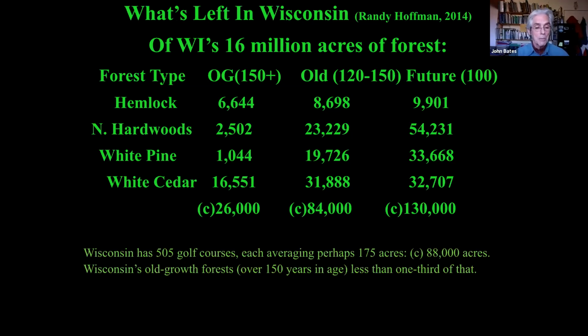I added down at the bottom, nothing against golfers whatsoever. My father loved to golf. There are 505 golf courses, I found out about 2015. I was looking this up. Each average maybe around 175 acres. That's about 88,000 acres. So we have way more of our land in golf courses than we have in old growth forest, just showing you where our priorities are.